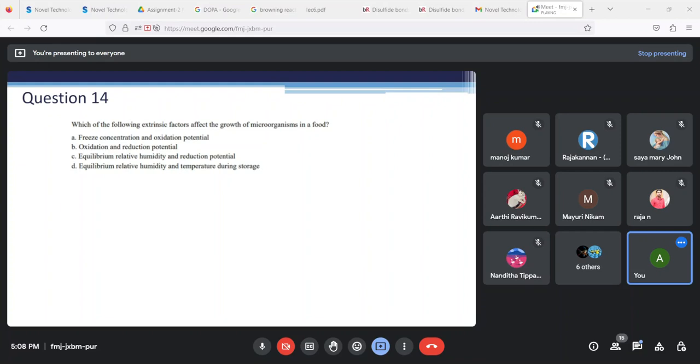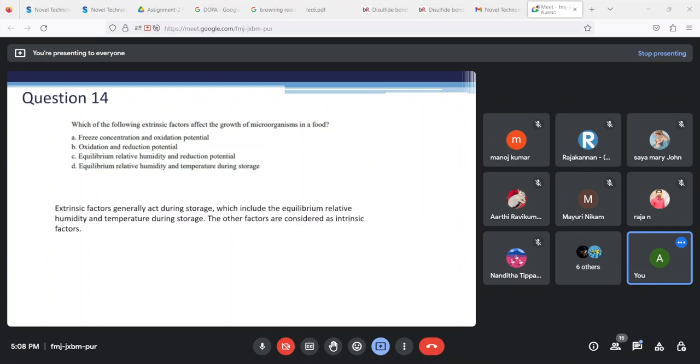So once you've almost finished the processing of the food and you're trying to store the food, that is where the majority of the extrinsic factors will come into effect. And this is the characteristic of the environment in which you're placing the food. So freeze concentration, oxidation potential, reduction potential are all characteristics of the food. Only equilibrium relative humidity and the temperature during storage depend upon the environment where you are placing the food.